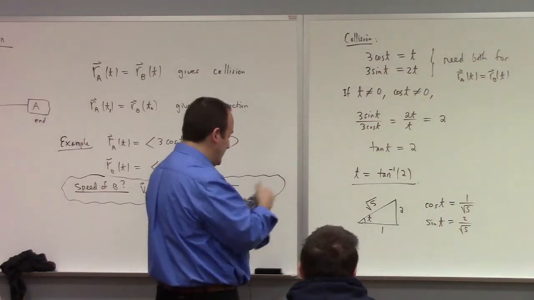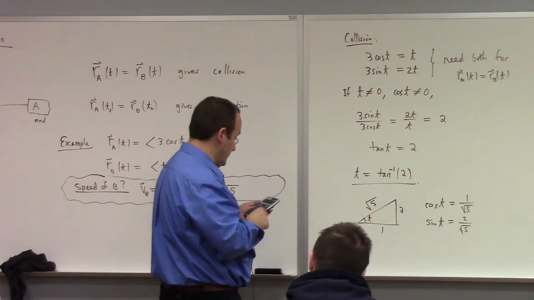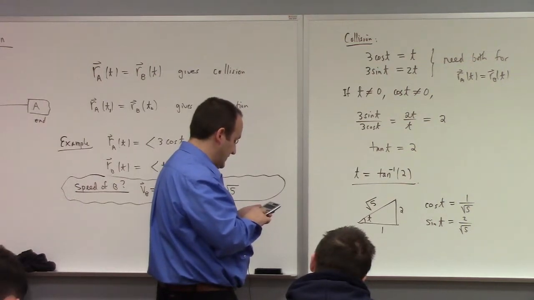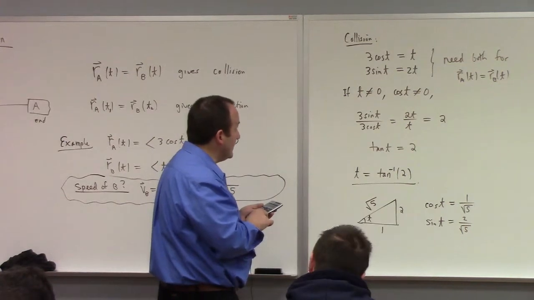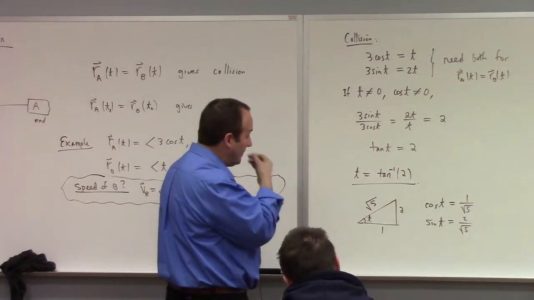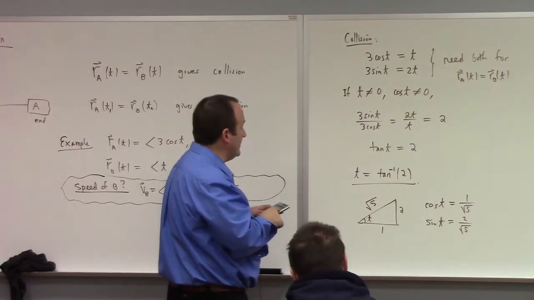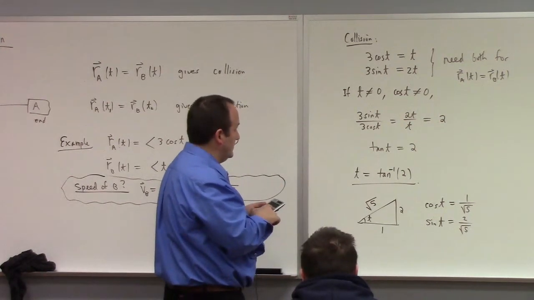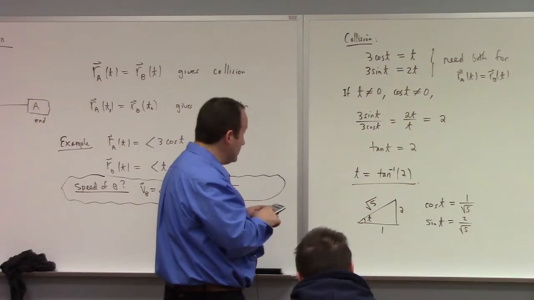So this angle t is about 63.43. If I take the cosine of that thing and I multiply it, oh, I'm sorry, I need to do radians, right? Yeah, the radians. Dang it.